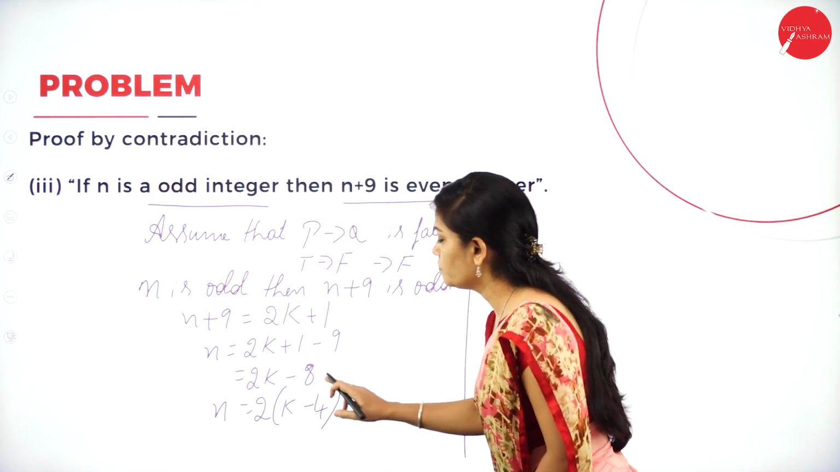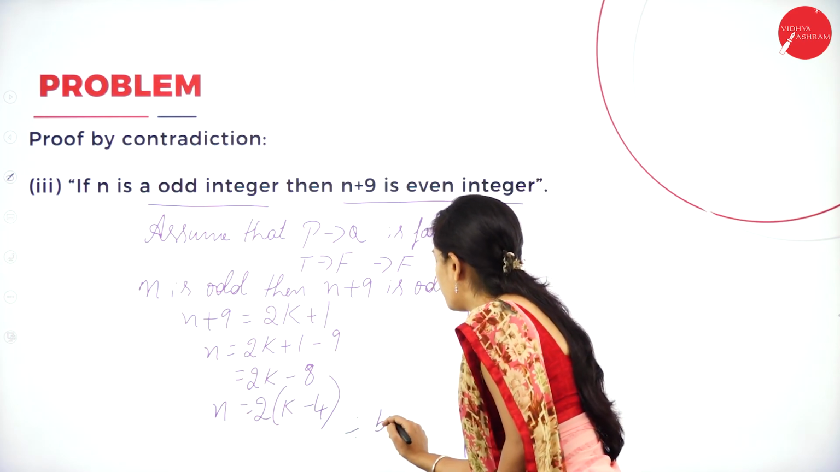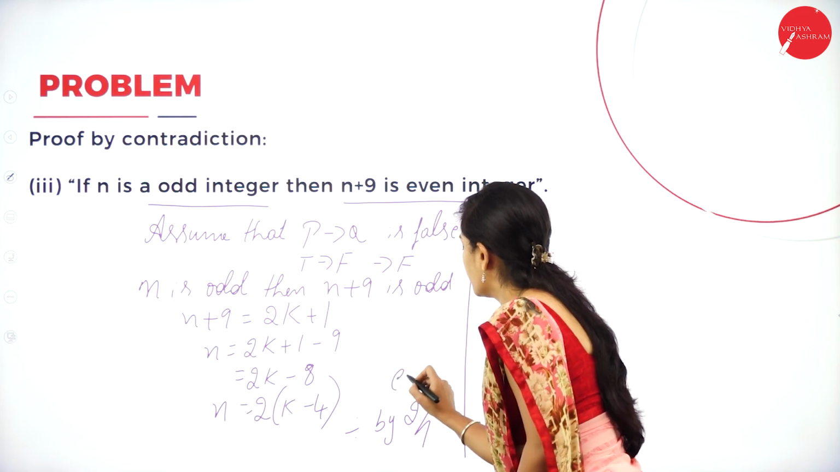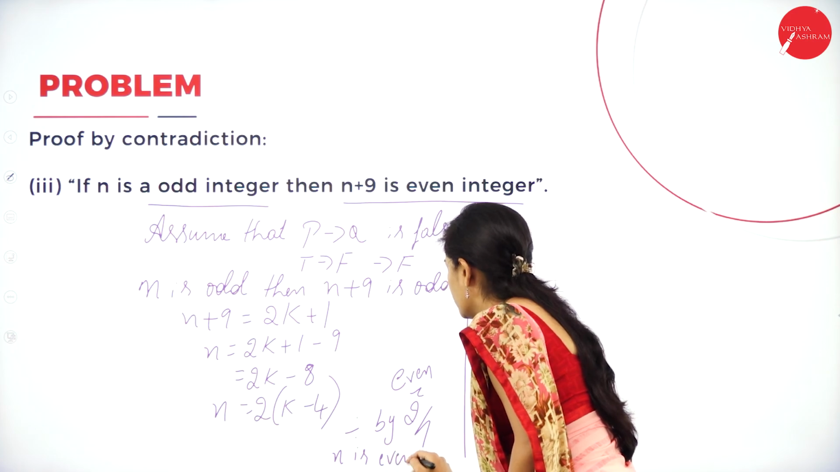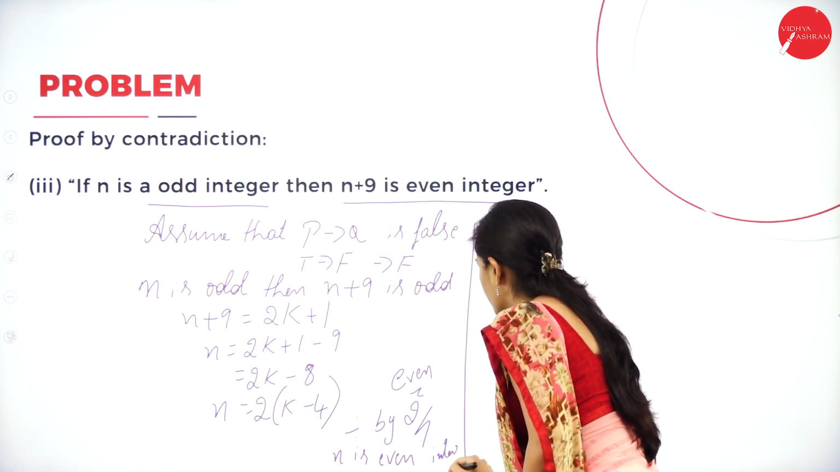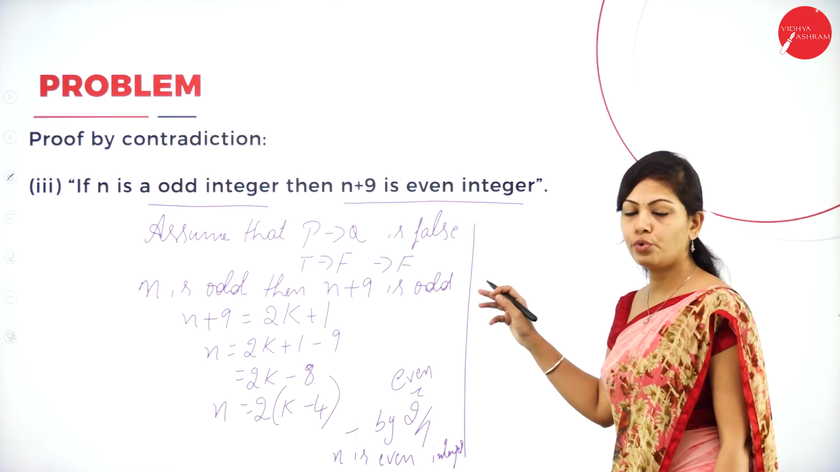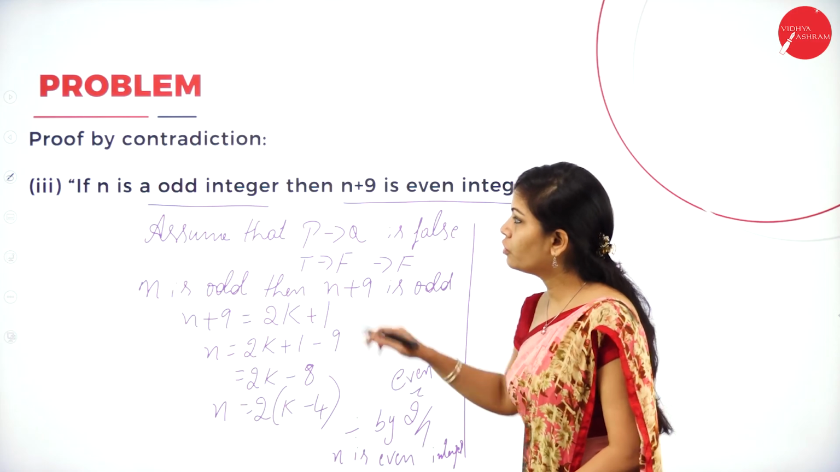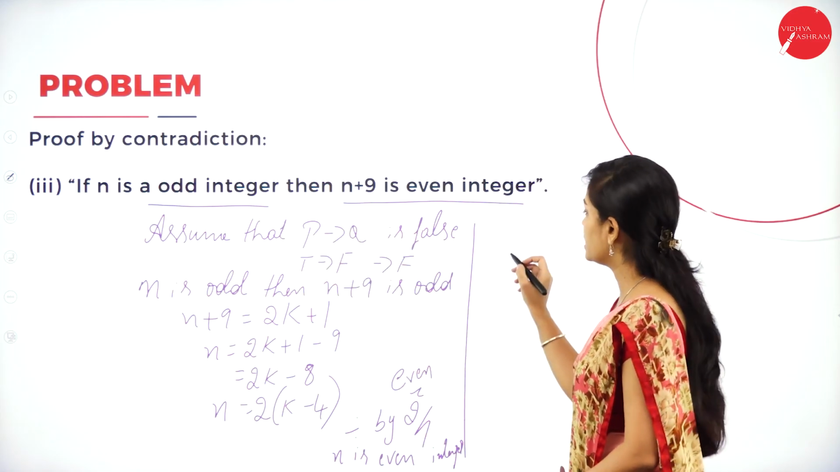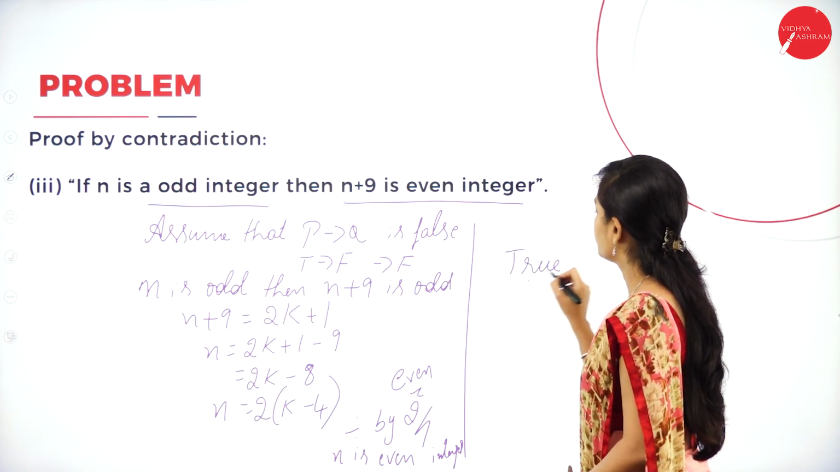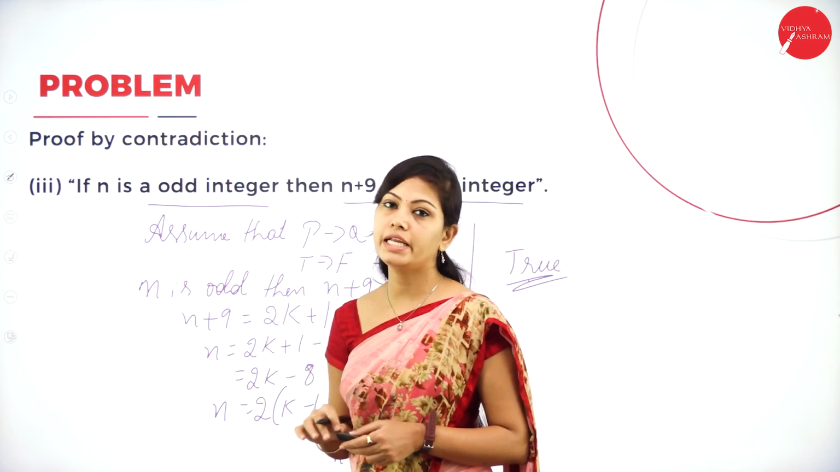So 2 into k, 2 into m, means it is divisible by 2. It is even. So n is an even integer. If it is even, it means P is true and Q is false. Therefore, this contradicts the assumption that n is odd. Therefore, the given statement is true. Clear? So this is your proof by contradiction, direct method and indirect method.